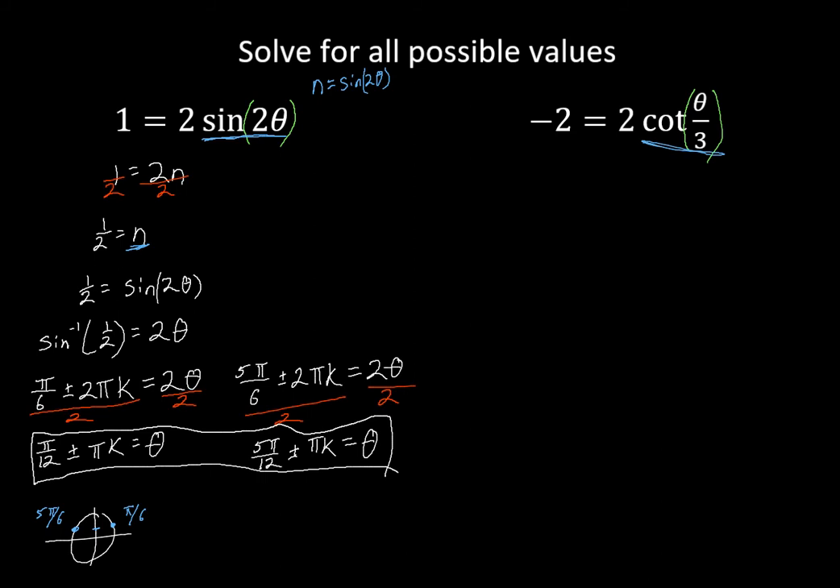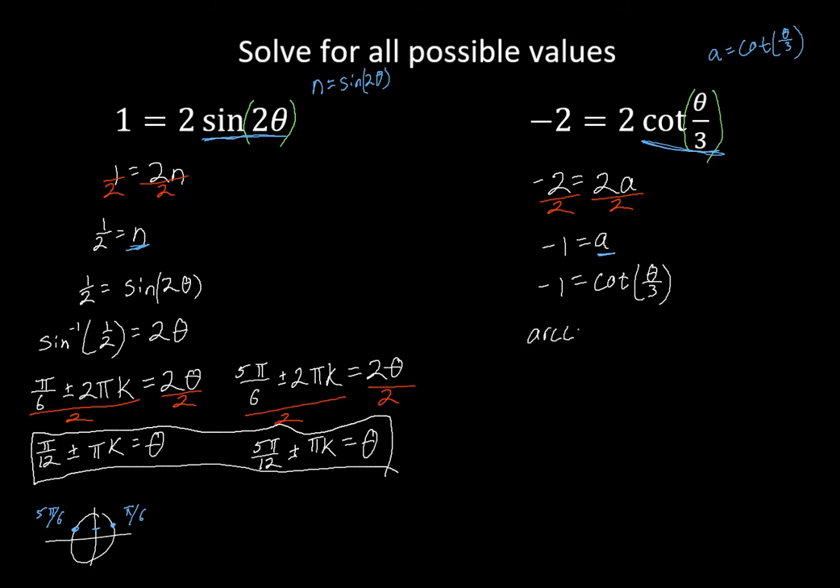So let's give an example with cotangent. In this case, we're going to pick another letter. Let's go with A this time, is equal to the cotangent of theta over 3. So -2 is equal to 2a. To get a by itself, we divide both sides by 2. And we end up with -1 equals a. Again, a is not what we started out with. A was a substitution. So -1 is equal to cotangent of theta divided by 3. To get to that theta, we need to first take the inverse or arc cotangent of both sides.